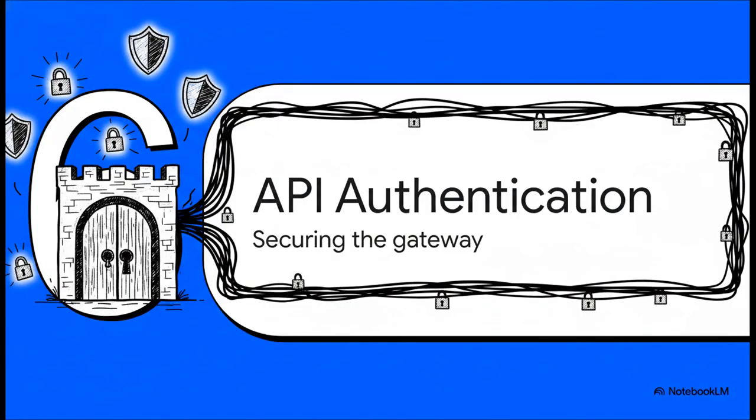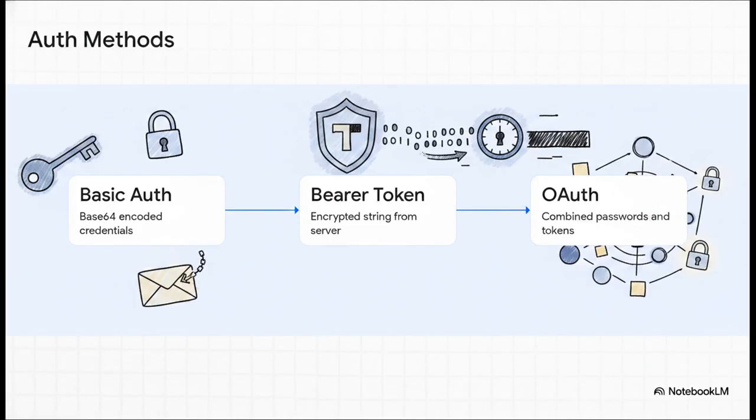Okay, final section, Section 6, API authentication and security, securing the gateway. We've built the gateway, set the rules, made requests, but now we need to lock the whole shebang down. The evolution of API security is actually pretty cool to track. Basic auth is the simplest. The client just sends a username and password encoded in base 64 right in the header. Not super secure. So then we evolved to bearer tokens. Here, the server generates a crazy encrypted string of characters after you log in, and the client just passes that token to prove they belong there.